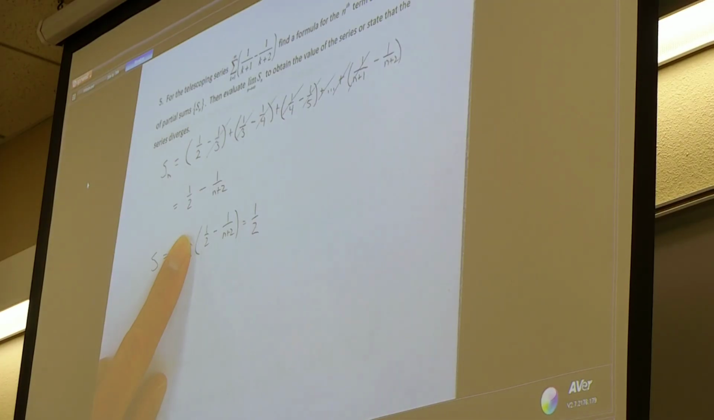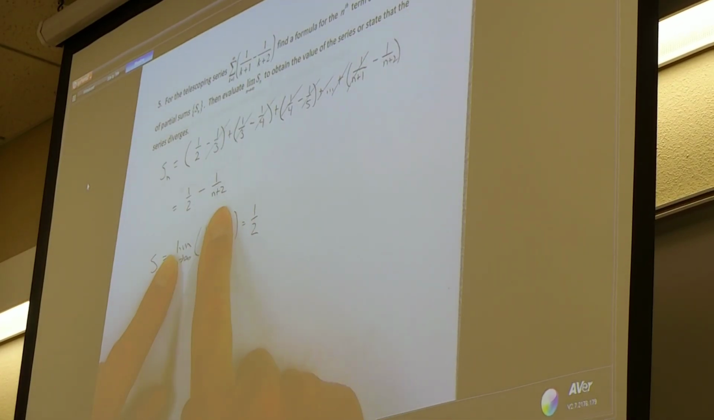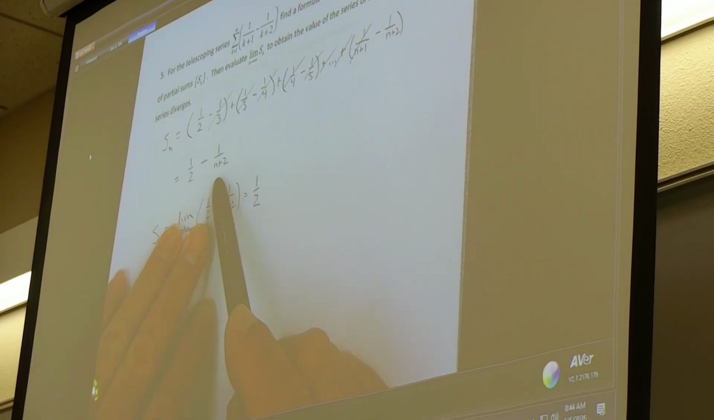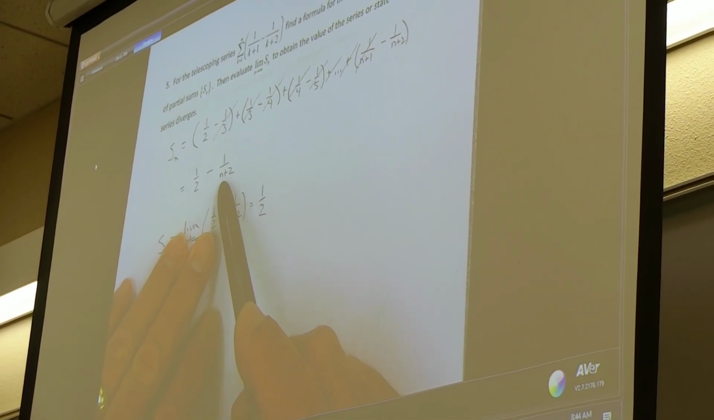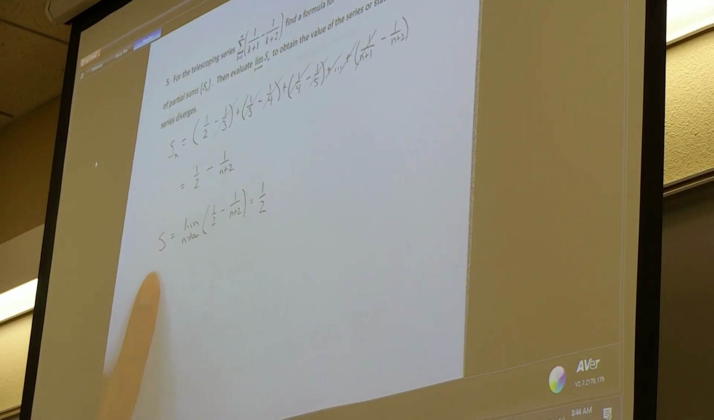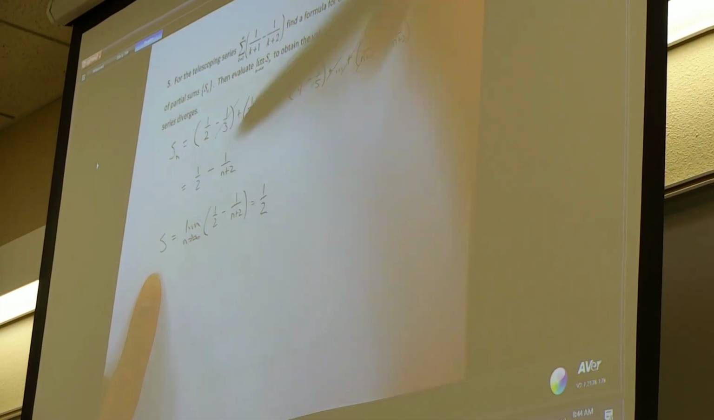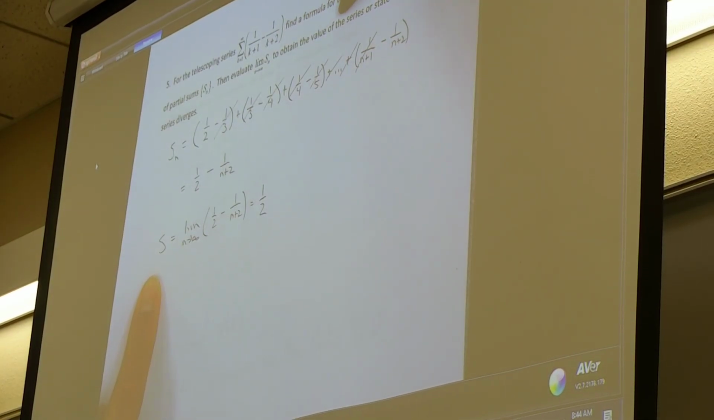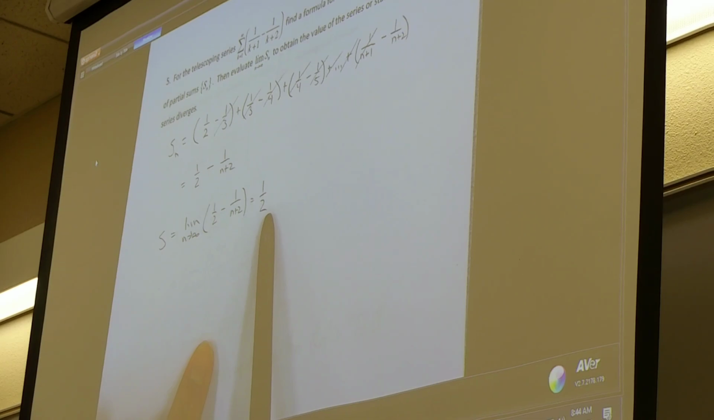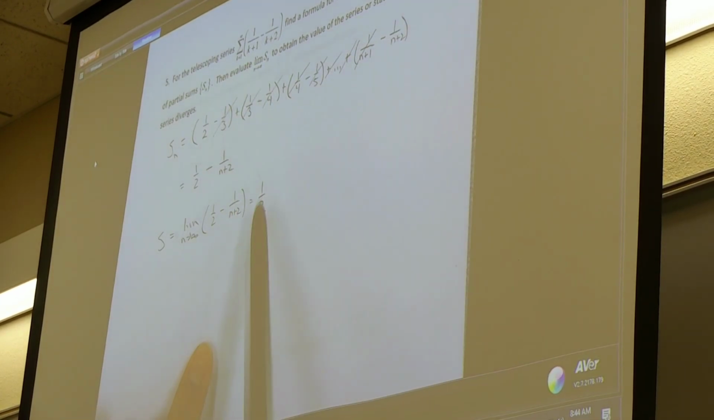So if you want to know the sum of the first 10 terms, put in 10 for n right here, work this out, and you got it. Okay? If you want to know the sum of the first 1,000 terms, put in 1,000 for n, and you got the sum of the first 1,000 right there. Now, the sum, S, without the n there, indicates the infinite sum. So it says, then evaluate the limit of S of n, that would be this big S, to obtain the value of this series or state that the series diverges. Well, this piece is going to go to 0, so this is going to equal 1/2. If we carry this out infinitely, the sum will be 1/2.